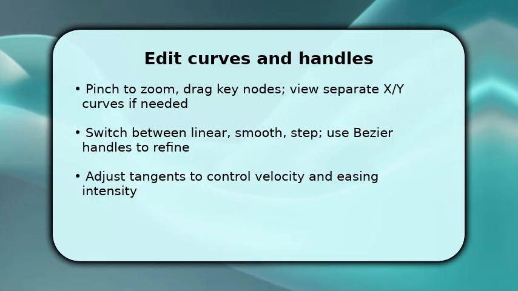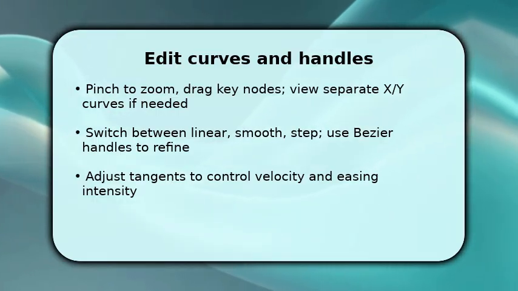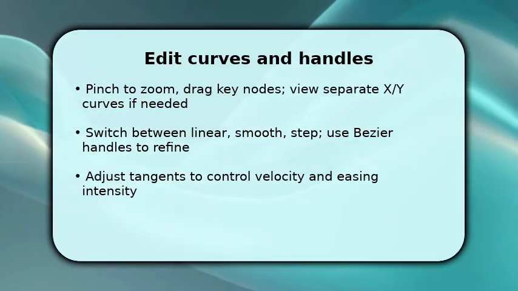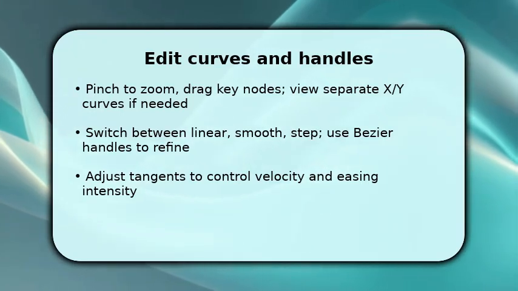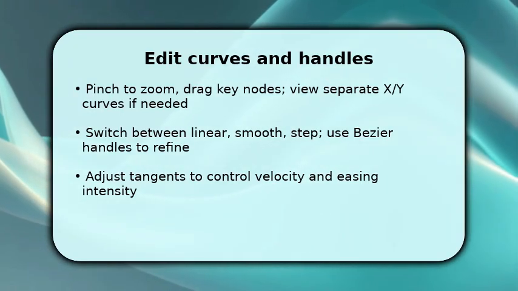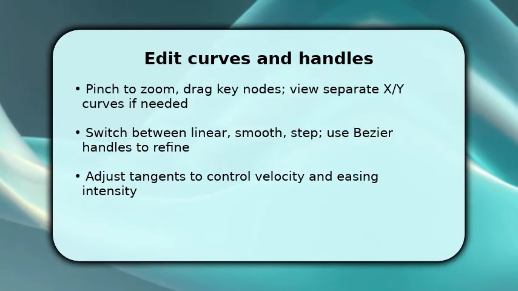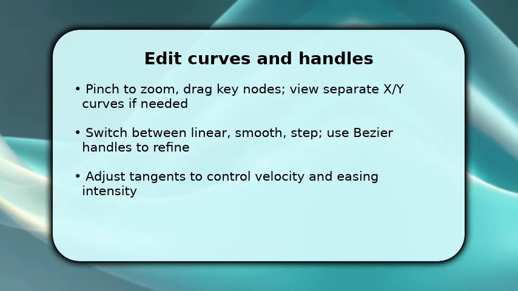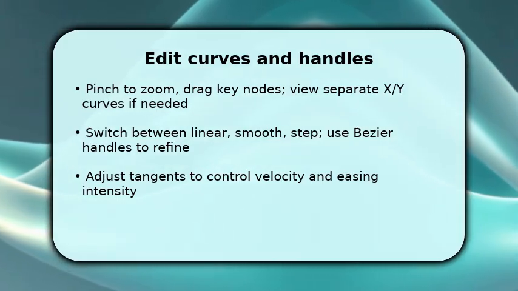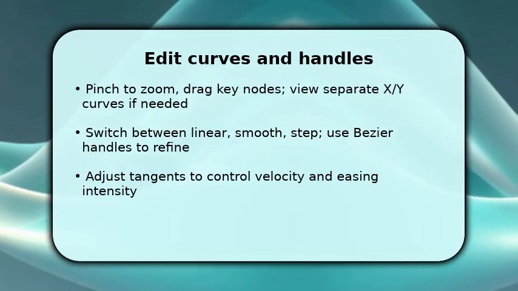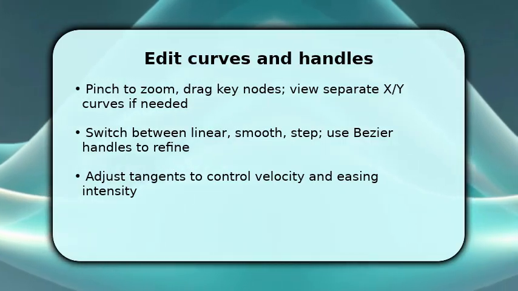Switch between separate X and Y curves when animating position because controlling each axis avoids unwanted diagonal easing. Use the Bezier handles to shorten or stretch tangents. Shorter handles mean snappier stops, longer handles smooth the transition. Make small iterative tweaks, scrub playback, and watch how changes affect velocity so you get the exact feel you want.